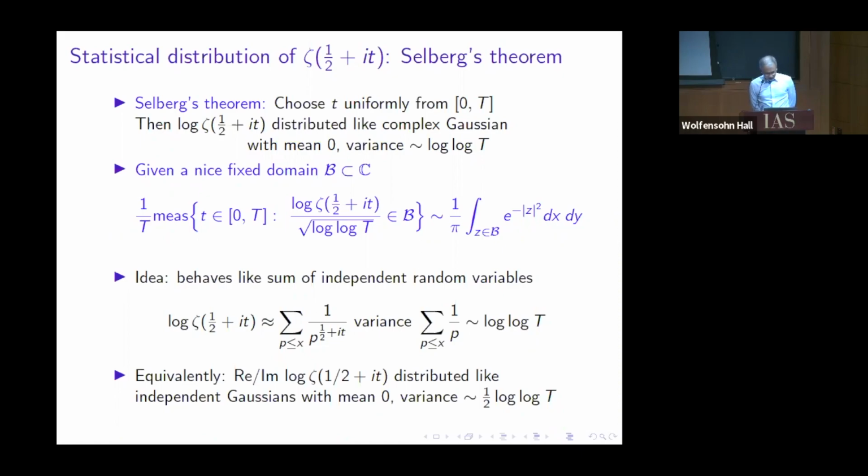So if you pick any box that you like in the complex plane, and if you take log zeta of 1/2 + it and normalize it, then the chance that it lies in this box behaves like the integral of the Gaussian over that box. And the complex Gaussian is what I've described there.